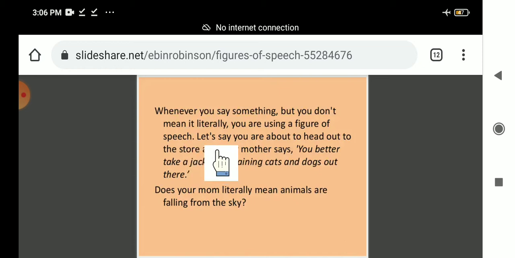Let's say you are about to head out to the store and your mother says, "You better take a jacket. It's raining cats and dogs out there." Does your mom literally mean animals are falling from the sky? Is that the meaning here? No. Here the meaning is different, and it is not understood by the person. So which kind of sentence is it? It is a figure of speech. Understood, student? Okay, try to understand here.